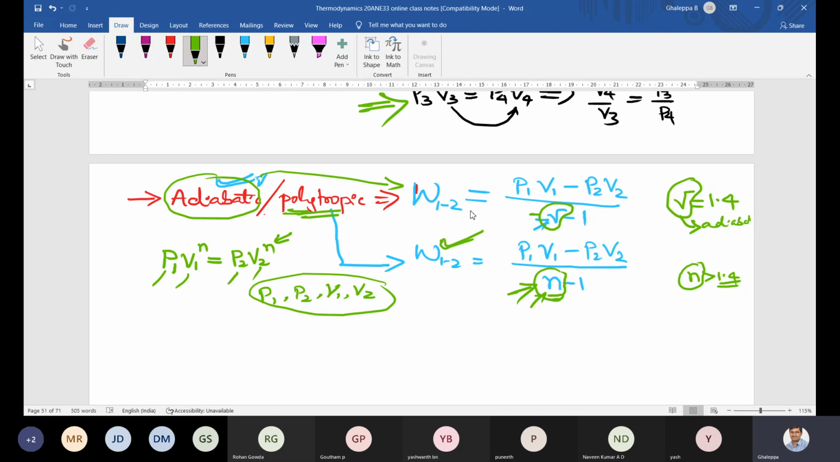Or else the n value will be given directly: n will be given, P1 will be given, P2 will be given, V1 will be given, but V2 will not be given. Again, what is the procedure to calculate V2? Again, you have to use this equation. P1, V1, P2 will be given, V2 will not be given, but n will be given. So substitute in this equation and calculate the unknown. Then substitute that and all the values.